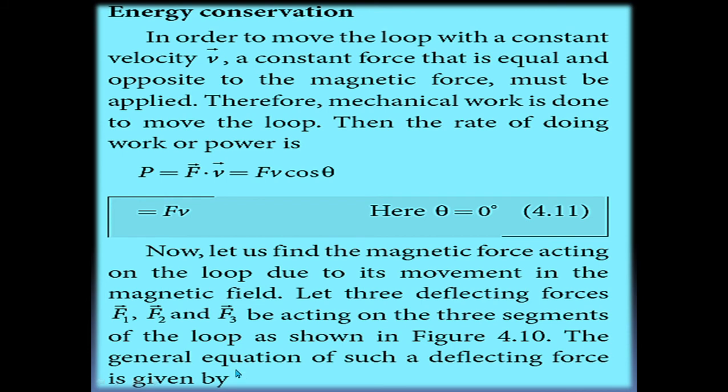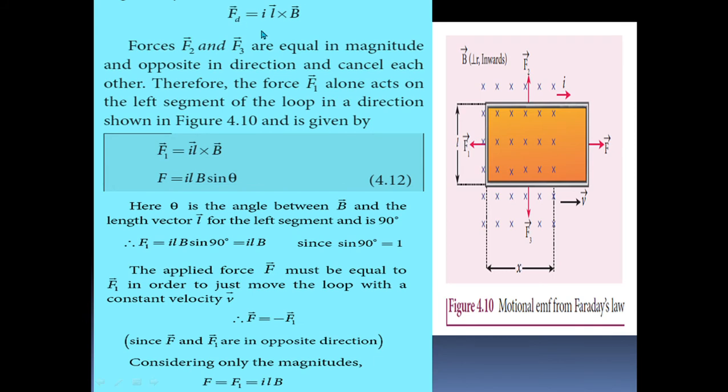The general equation of such a deflection force is given by IL vector cross B vector. Here F2 vector and F3 vector are equal in magnitude and opposite in direction, so they cancel each other. F2 and F3 are equal in magnitude but act in opposite directions. That is why they cancel each other. Here F1 force alone acts on the left segment of the loop.